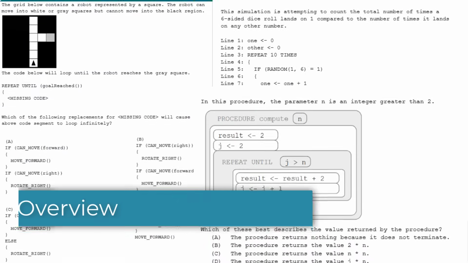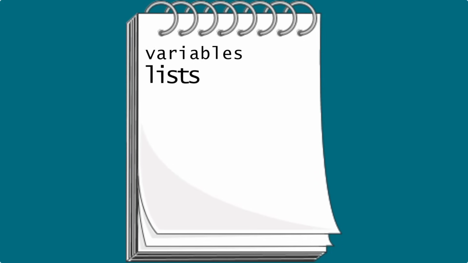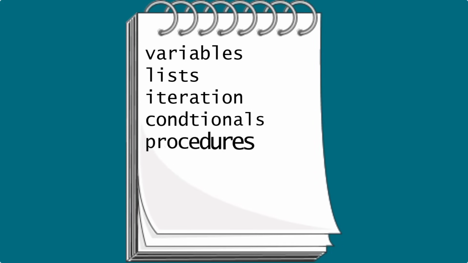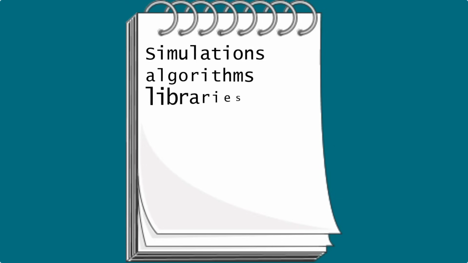Problems are a big part of the AP CSP exam, usually making up around a quarter to a third of the multiple choice exam. This includes problems about variables, lists, iteration, conditionals, procedures, parameters, etc. It can also include other topics like simulations, algorithms, libraries, and many more things.